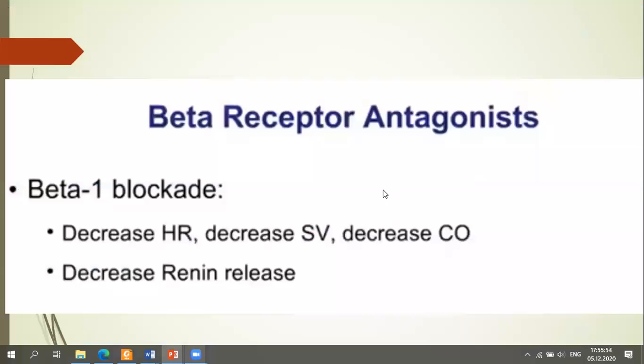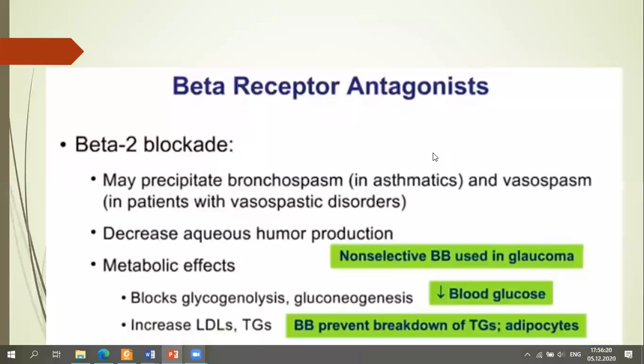So, beta receptor antagonists. Here, beta 1 blockade: the main functions are that they decrease heart rate, decrease stroke volume, and decrease cardiac output. They also decrease renin release. So these types of effects occur with beta 1 blockade.